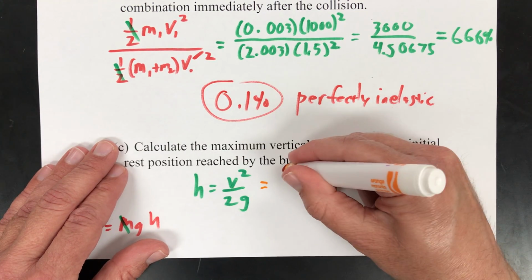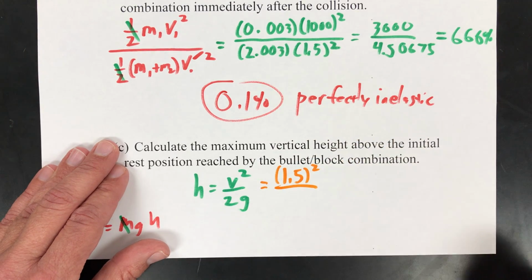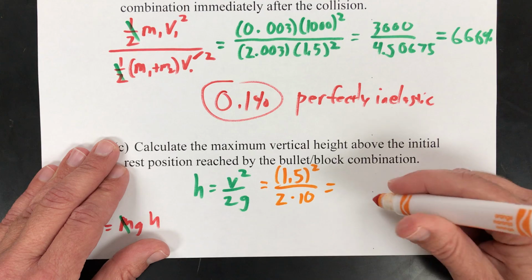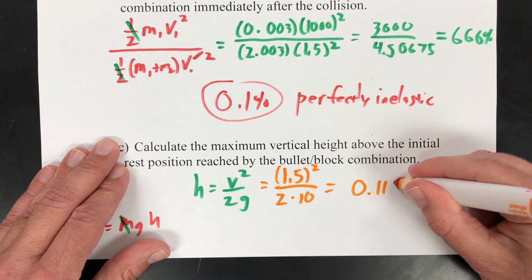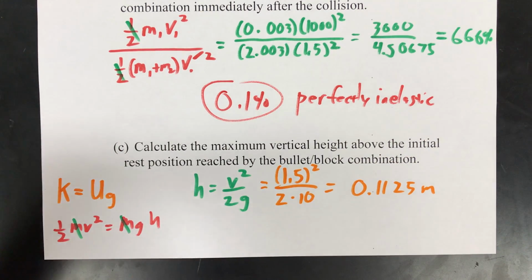This is our velocity, by the way, after they've collided, once they've begun to swing up. So that should be 1.5 squared, and that's 2 times 10, and so you'll get 0.1125 meters, so about 11 centimeters it will swing up there.